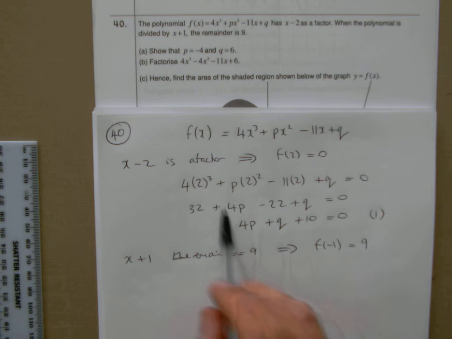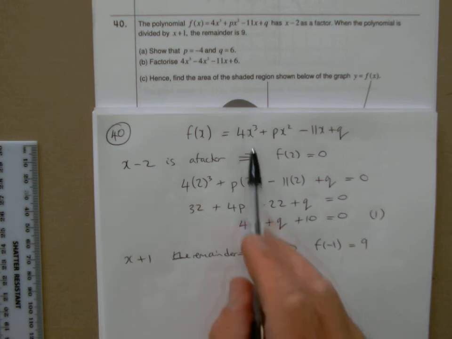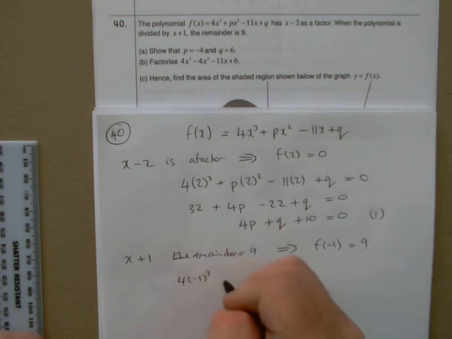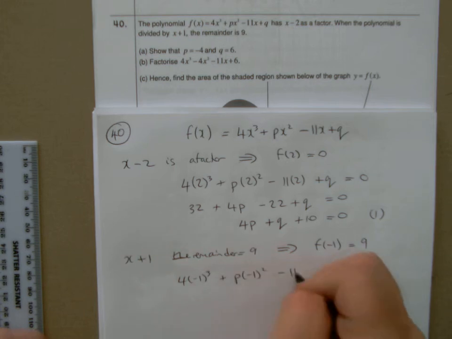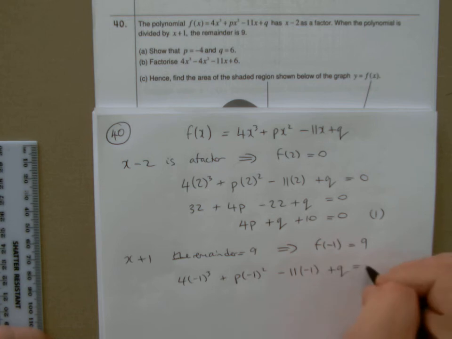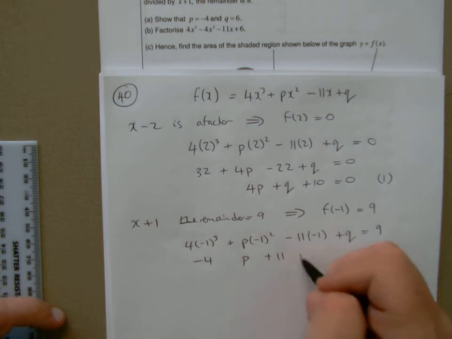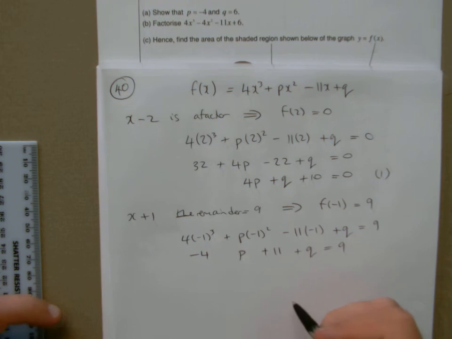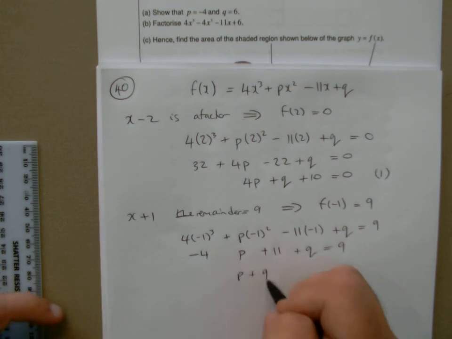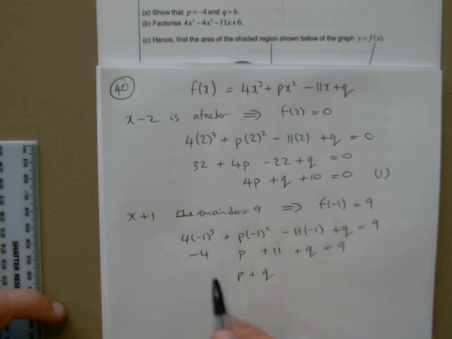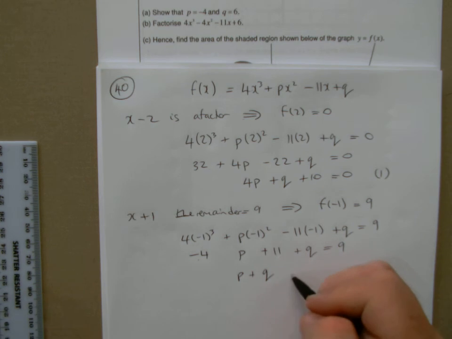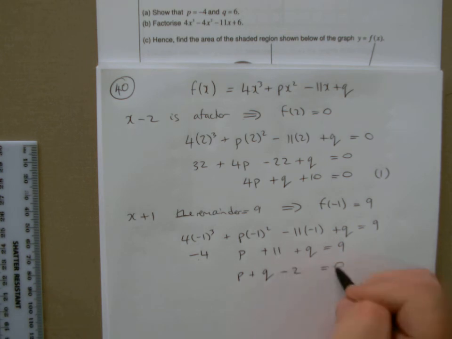So, if I substitute that in, I'll have in that equation there 4 times minus 1 cubed plus p times minus 1 squared minus 11 times minus 1 plus q equals 9. So that becomes minus 4, that becomes p, that becomes 11, that becomes q equals 9. So I get p plus q, and if I stick it to the same format as that, I've got minus 4 plus 11 is 7. Bring that 9 over to the side, so it becomes a minus 9. So 7 minus 9 is minus 2 equals 0. So I've got equation 2 there.